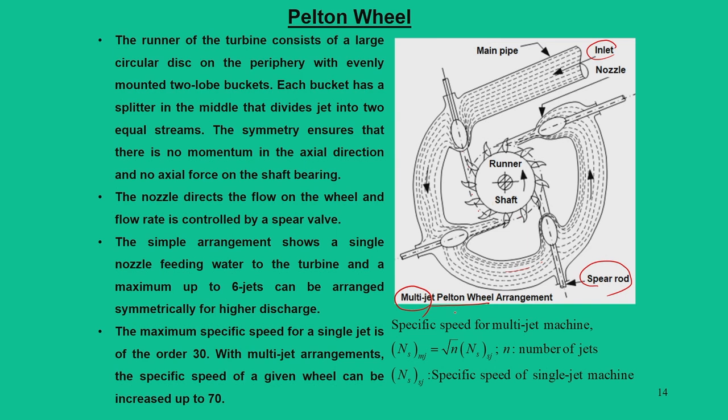a multiple Pelton wheel arrangement. In general we can go up to a maximum of 6 jets, and through this we can achieve a maximum specific speed of 30, and there are expressions with which we can find out how, depending on the number of jets, we can increase the specific speed for this particular Pelton wheel turbine. That means, initially when you have a single jet the specific speed is relatively less, and when we have more jets then we can increase the specific speed for the same turbine. So, that is called a multi-jet Pelton wheel arrangement.